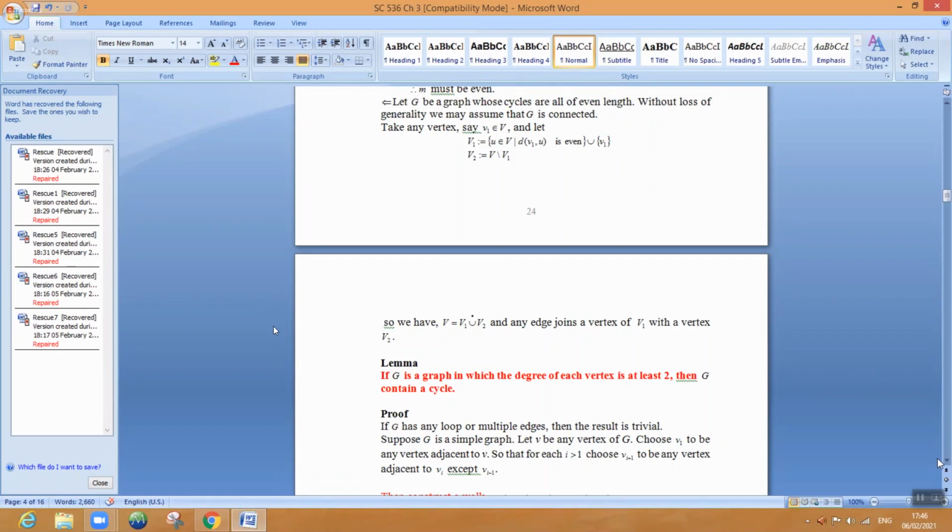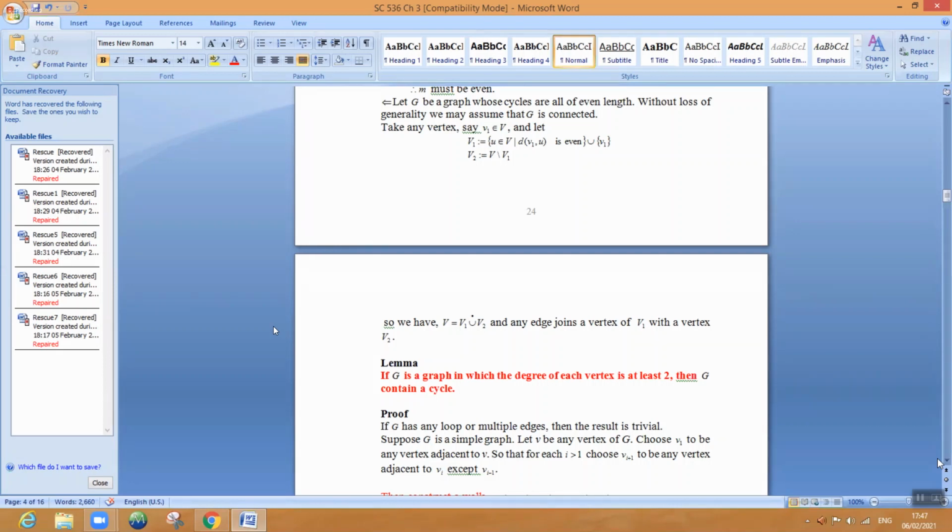That's what we say. If the graph has a loop or multi-edges, then it is trivial. A loop is a cycle. Multi-edges mean between two vertices, if you have 2 edges, that's multi-edges. Then you can take that as a cycle. Therefore, this result is trivial. Now, therefore, we take a simple graph. Simple means no loops and no multi-edges.